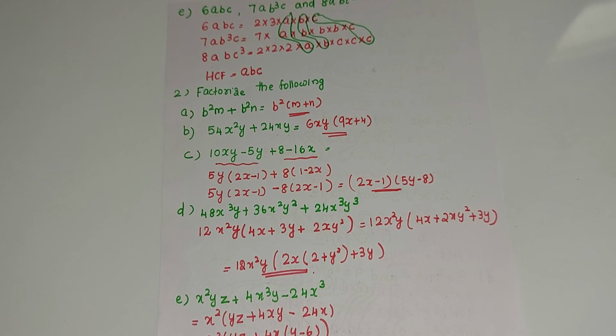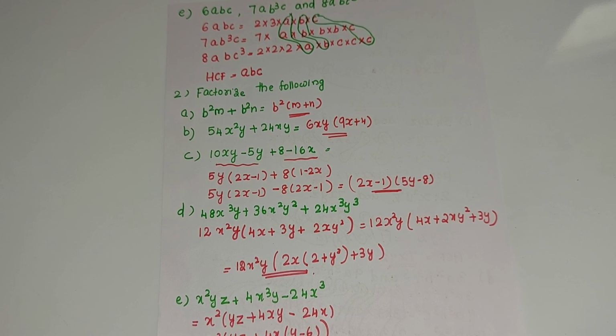So 12x square y into 4x plus 3y plus 2xy square, and equal to 12x square y into 4x. We can combine 4x and 2xy square and you can take 2x outside. So that becomes 12x square y into 4x plus 2xy square plus 3y, and you can take 2x from 4x and 2xy square. So that becomes 12x square y into 2x into 2 plus y square plus 3y.